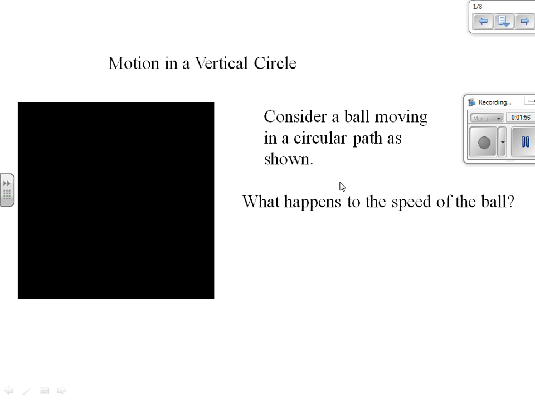Okay, so consider a ball moving in a circular path as shown. What happens to the speed of the ball? Does the speed remain the same all the time? Notice I said speed. If it does a full circle, I think. Oh yes, the velocity changes because of the direction, right? But what about the speed? I said speed on purpose.